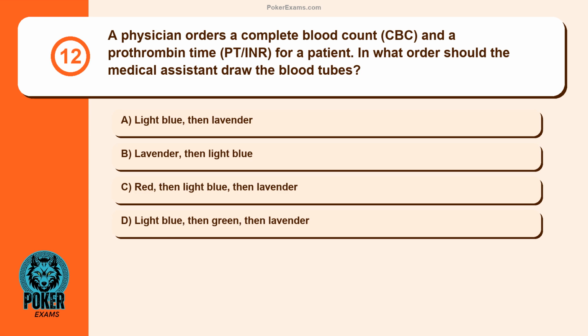Question 12. A physician orders a complete blood count, CBC, and a prothrombin time, PT/INR, for a patient. In what order should the medical assistant draw the blood tubes? Light blue, then lavender. Lavender, then light blue. Red, then light blue, then lavender. Light blue, then green, then lavender.